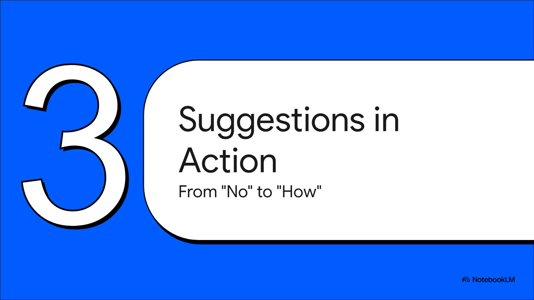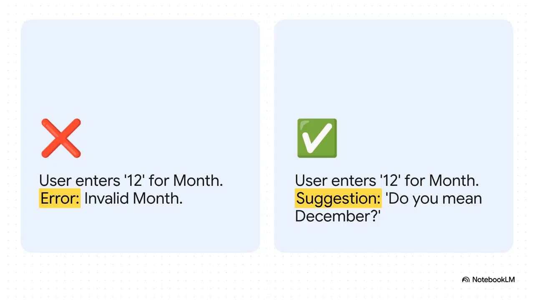This is where we go from the computer just shouting no to it gently saying, here's how to fix it. This is a perfect example. On the left, the old way. You type 12 for the month and get invalid month. Totally unhelpful. But look at the right. The system is smart enough to know that 12 probably means the 12th month and asks, do you mean December? One click and it's fixed.